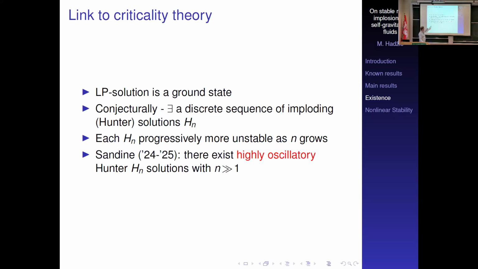How should you think of this parameter n? I mentioned that for the ground state, the flow is ingoing. So u has a sign, velocity is negative. Loosely speaking, you should think of n as the number of islands of positive velocity in an otherwise ingoing flow. That's one way to interpret that.